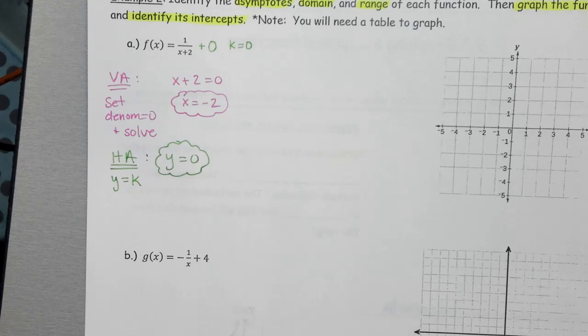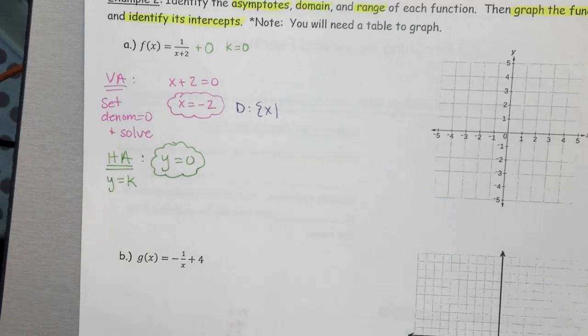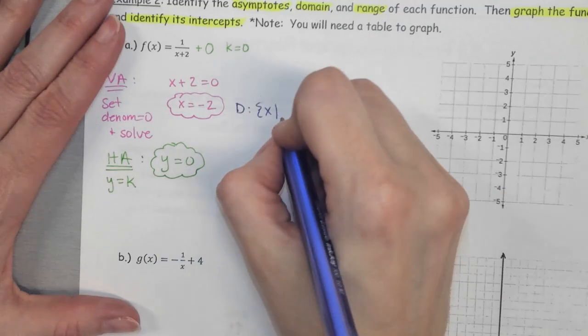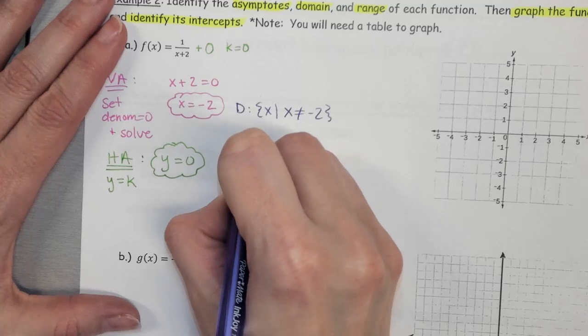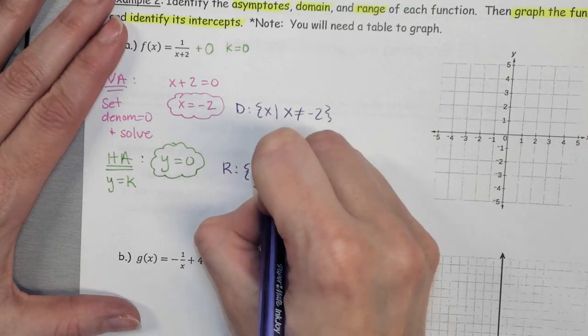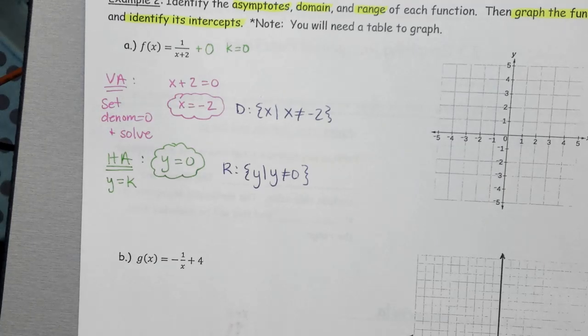Now I like to go right from this to the domain and range because the domain is always going to exclude the vertical asymptote. That's what makes the denominator 0. So we have x cannot be -2. And then for your range, it's going to exclude the horizontal asymptote. So that's going to be where y cannot be 0.